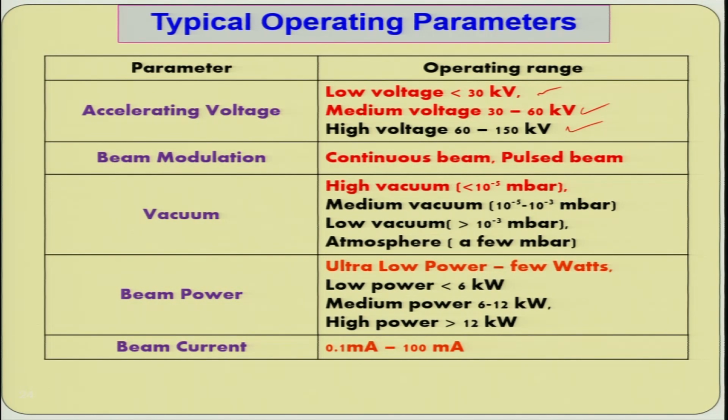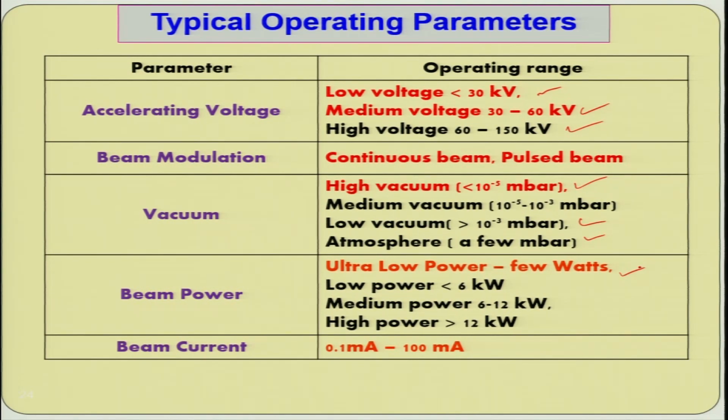Then vacuum. We have already seen the importance of the vacuum, that the whole efficiency of the electron beam machining depends on what kind of vacuum you are having in the machining chamber. If it is high vacuum, then it will be around 10 raised to power minus 5 mbar or less. If it is medium vacuum, it is 10 raised to power minus 5 to 10 raised to power minus 3 mbar. Low vacuum is greater than 10 raised to power minus 3 mbar, and then atmospheric. If it is atmospheric, we have already seen what is going to happen to the electron beam. It will collide with the molecules of the air, and you will not get the right kind of feature created on the workpiece.